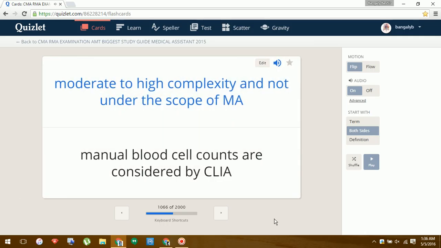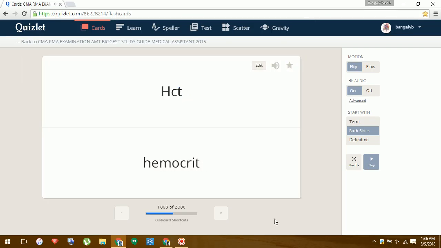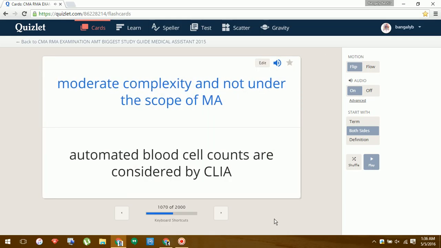Moderate to high complexity and not under the scope of MA. Manual blood cell counts are considered by CLIA. Hemoglobin and hematocrit. Part of CBC but also frequently individually ordered by a physician. HCT. Hematocrit. HGB. Hemoglobin. Moderate complexity and not under the scope of MA. Automated blood cell counts are considered by CLIA.